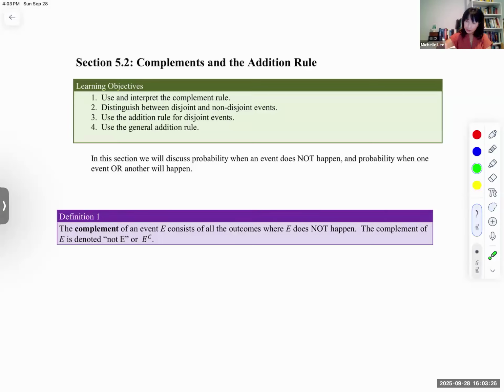All right, so we have learning objective here. Okay, what is complement? Complement event E consists of all the outcomes where E does not happen. So we are using complement of E, denoted not E or a little C on the top right. So let me write down first. We read complement of event E.